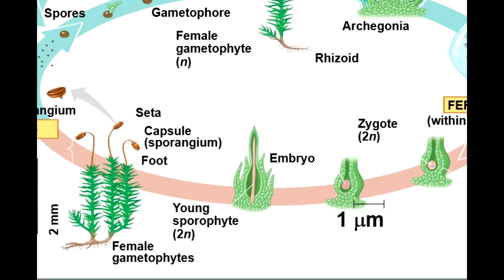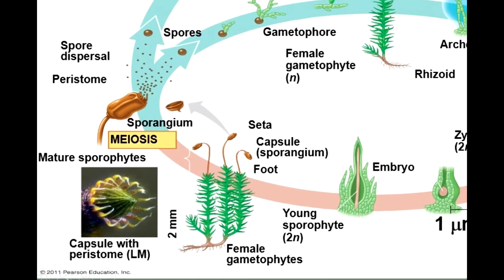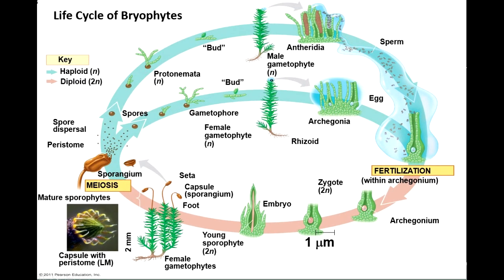Growing into an embryo, it is now called a young sporophyte until such time that it will grow into a female gametophyte bearing the sporangium. From this illustration, you can see the alternation of generation or the dominance of each stage of the life cycle.